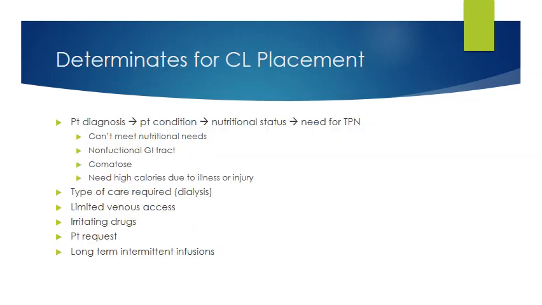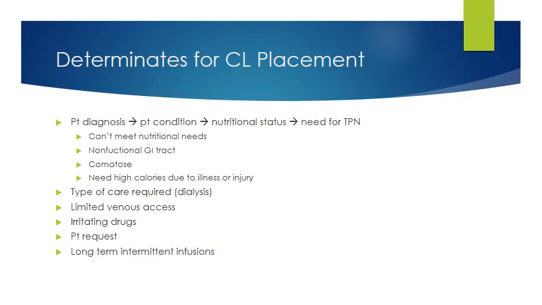When we are looking at placement, for example, we look at their diagnosis, we look at their condition. We would find that they had poor nutritional status and they needed TPN. So reasons that we would have to use this: they can't meet their nutritional needs. They have a non-functional GI tract. Cancer patients who have abdominal cancer or cancers in that region, we may need to put in a central line for TPNs, because they can't eat regularly, so we would want to put something like that in.